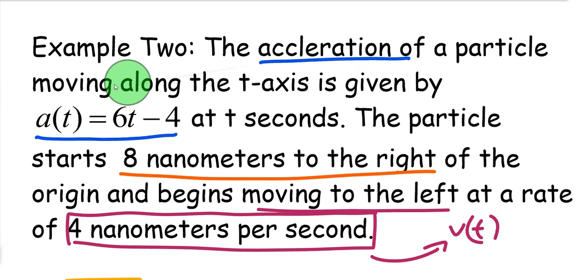The acceleration of a particle moving along the t-axis is given by a of t equals 6t minus 4. The particle starts 8 nanometers to the right of the origin and begins moving to the left at a rate of 4 nanometers per second.